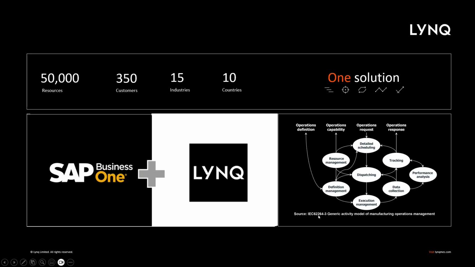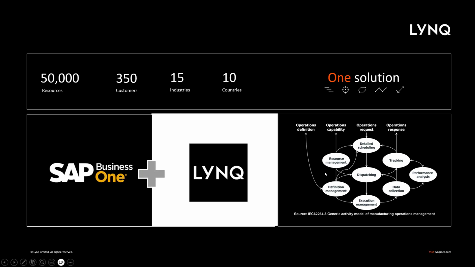The solution that I'm going to present to you today is aligned to the international standard for manufacturing operations management, IEC 62264. And the really important thing to take from this slide is this model that you're seeing on the screen. The resource management and definition management is essentially coming from your master data in Business One. Resource management is essentially your employees, machines, work centers, tools, etc., that you maintain within your master data of Business One. Definition management, products, bills of materials, route stages, etc., again maintained in Business One.